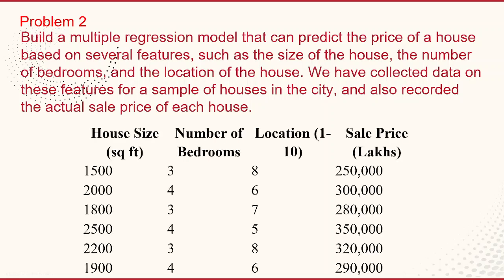Now this data is given: house size in square feet, number of bedrooms, location 1 to 10, and sale price in lakh. If it is 1500 square feet and 3 bedrooms, the location is 8, then it has a 2,50,000 sale price. Likewise, the given square feet 2000, 1800, 2500 and so on, with number of bedrooms and location. Based on these factors, you can decide the sale price in lakhs.